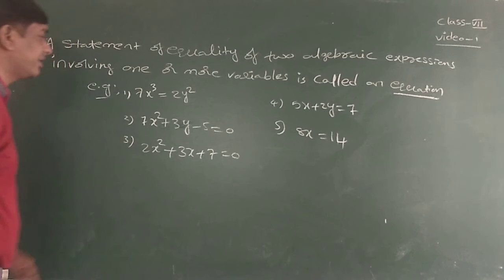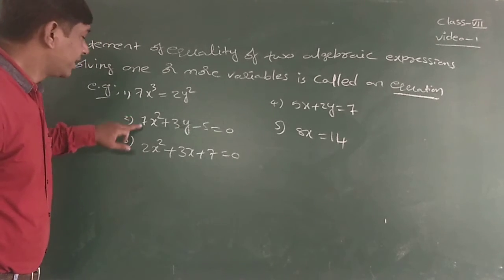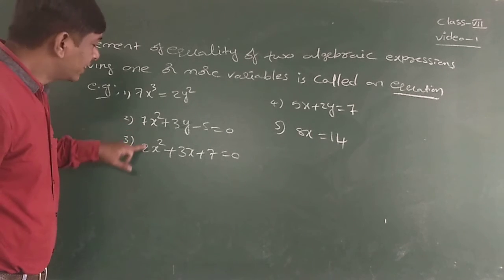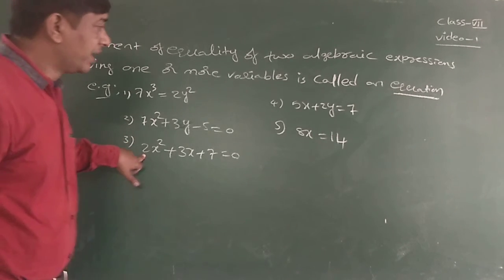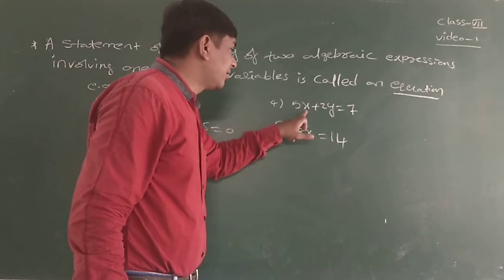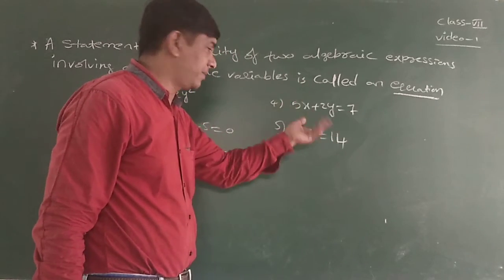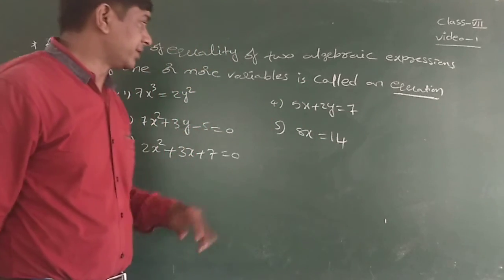An equation whose degree is 1 is called a linear equation. Is this a linear equation? No. Is this a linear equation? No. Is this a linear equation? No. Is this a linear equation? Yes, because here the degree is 1, here x has power 1, here y has power 1. Among these, the highest power is 1 only. So, linear equation it is.